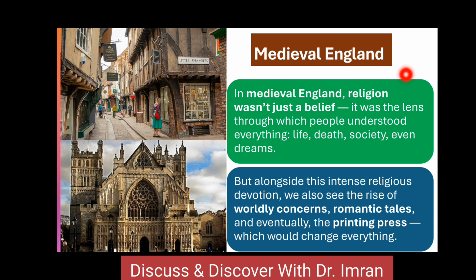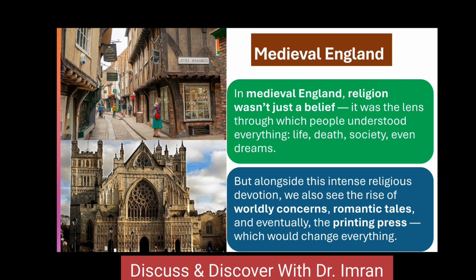Medieval England. How does medieval England look? In medieval England, religion wasn't just a belief, it was the lens through which people understood everything: life, death, society, even dreams. Religion was a dominant element in the Middle Ages, and nothing was outside of religion. If you wanted to interpret life, you would interpret life through the lens of religion, death through the lens of religion, society through the lens of religion, and even dreams through the lens of religion.